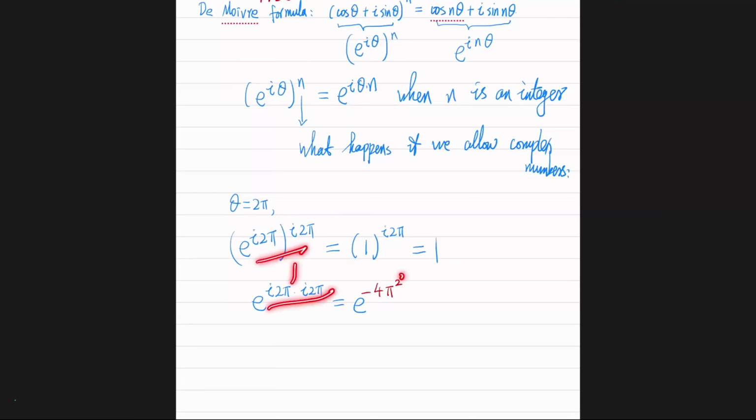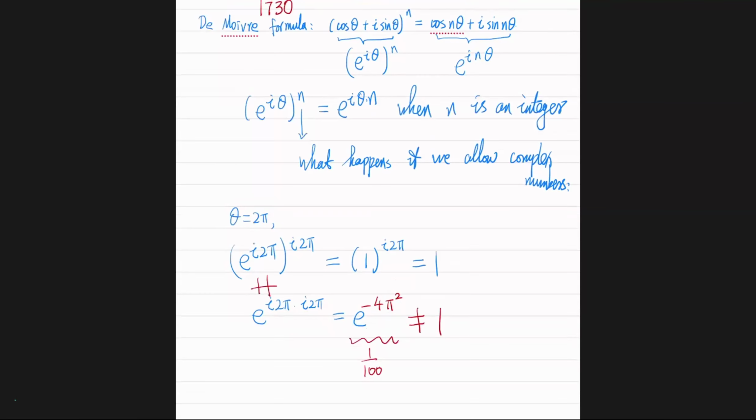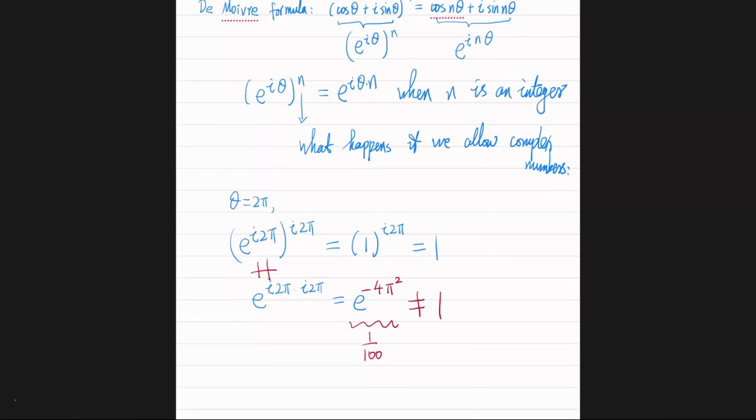Is that even allowed? This is a very small number, maybe over 100 to the power of something, very small. It is weird, but they are different. If we follow one rule, it's definitely different from the other. So the rule we had over there only holds when we have integers. We cannot go too far to allow complex powers over there.